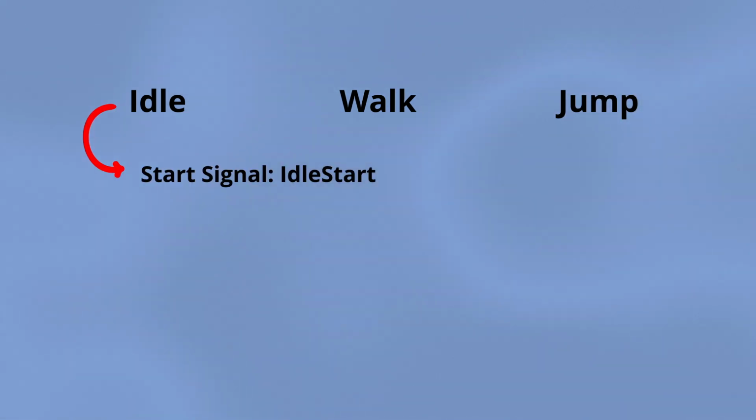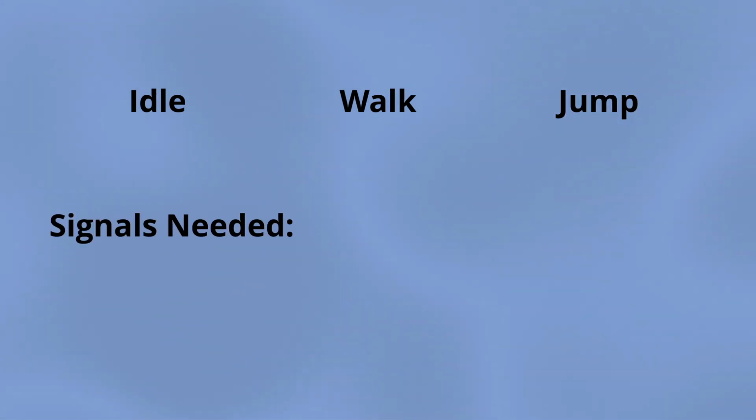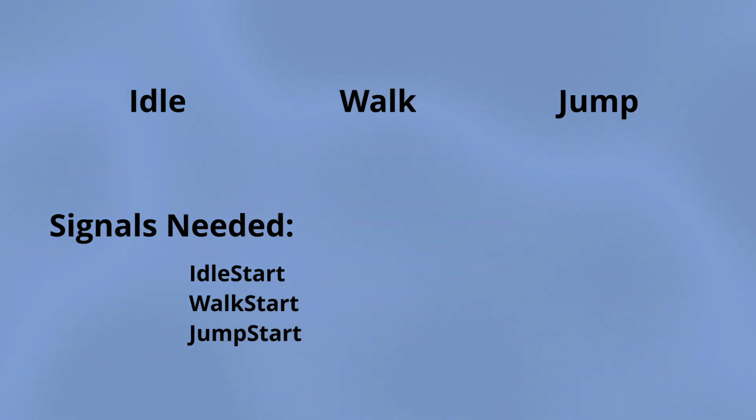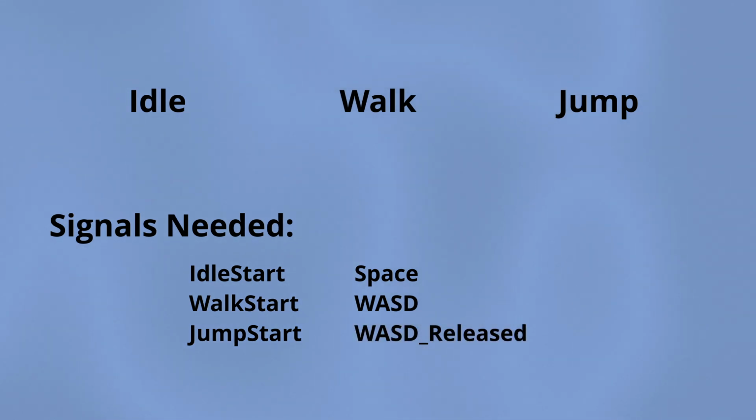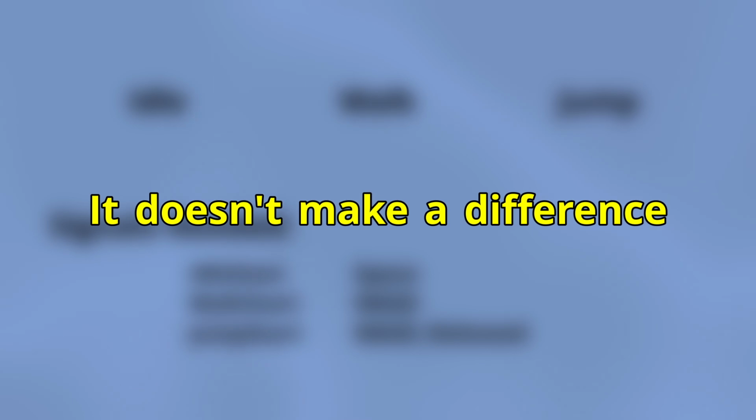For now, I want the player to have 3 states: idle, walk, and jump. Each state starts on some specific signal. This means that we need 3 signals: idle start, walk start, and jump start. We also need a signal for each input action, so we need space, WASD, and WASD release. We don't need dedicated signals for left, right, up, and down input actions, because in this simple example, we just need to know if any of them is pressed. It doesn't make a difference which one is causing the movement.